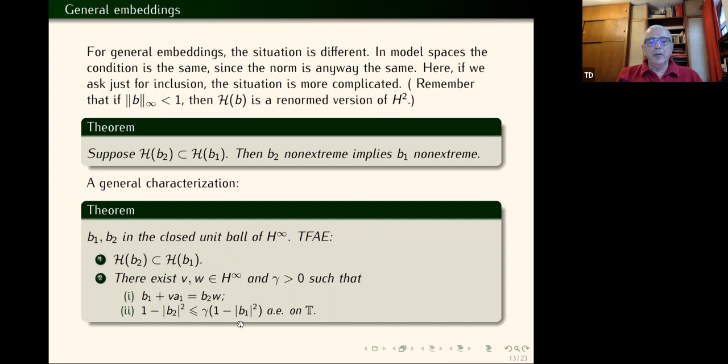From condition 2, actually, the theorem before follows, because the integral of the non-extreme and extreme are determined by what happens with the integral of such a quantity. And then from this inequality, you can obtain that B2 non-extreme implies B1 non-extreme. But if you want, as I said, to characterize the inclusion, it's more complicated.